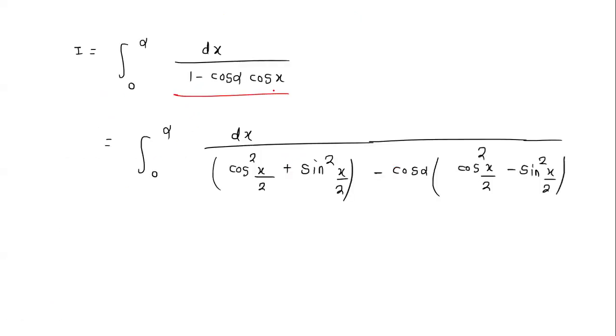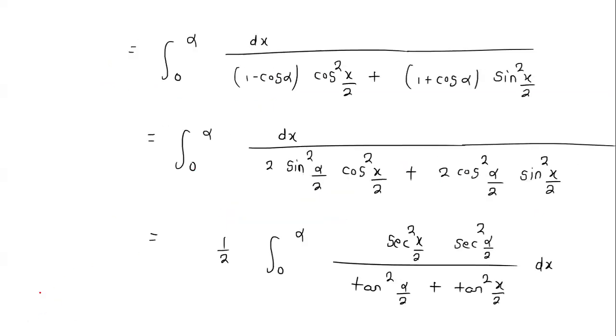So we have this integral. In this integral you can see that we have 1 divided by 1 minus cos alpha cos x, and the limit of the integral is 0 to alpha. Now you can write this 1 as cos x by 2 whole square plus sin x by 2 whole square, and this cos x as cos x by 2 whole square minus sin x by 2 whole square. Now you can combine the terms of cos x by 2 whole square and sin x by 2 whole square, and it will become like 1 minus cos alpha cos x by 2 whole square and 1 plus cos alpha sin x by 2 whole square.